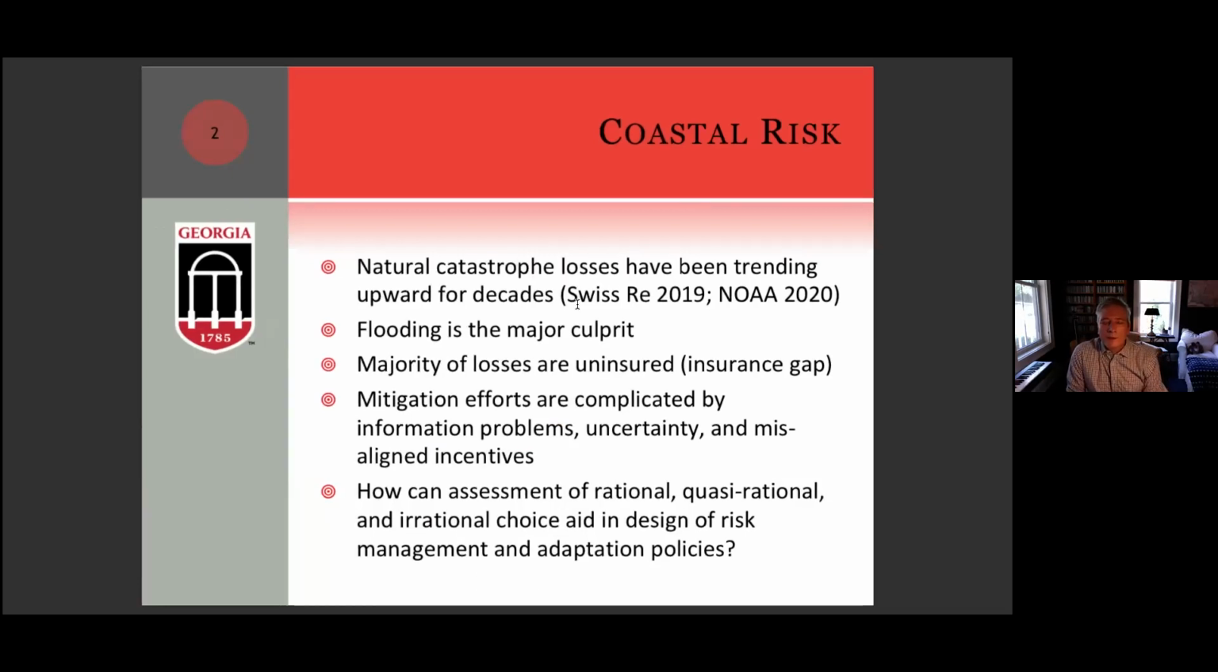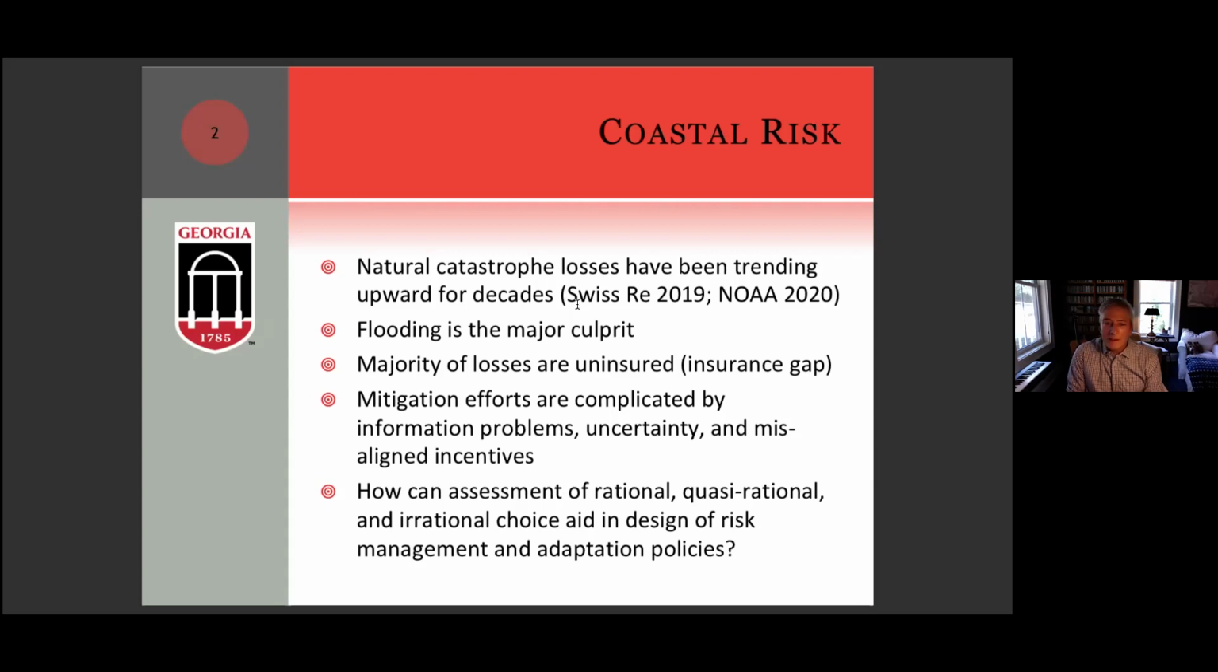The coastal risks that I want to talk about today are mostly going to be focused on flooding, but erosion and wind damage are also going to be relevant. These are trends, these are catastrophes that are becoming more problematic as we develop coastlines and change land use, and we witness changing climate.